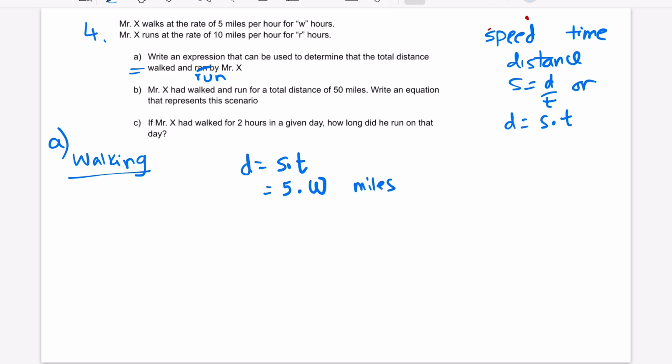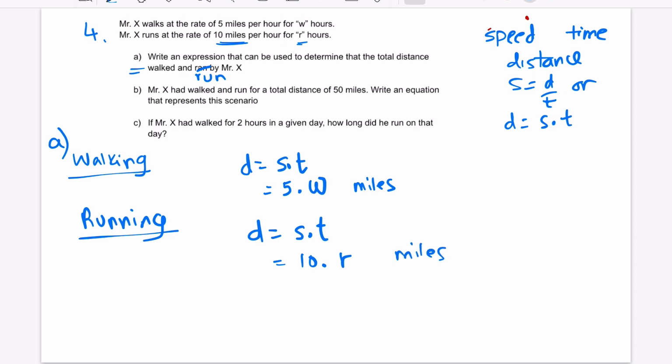Okay, let's see how far he ran. This is running. Again, distance is speed times time. He ran at 10 miles per hour for R hours. So the speed is 10 miles per hour times the time he ran, which was R hours. So he covered a distance of 10R miles by running. So he walked for 5W miles, he ran for 10R miles.